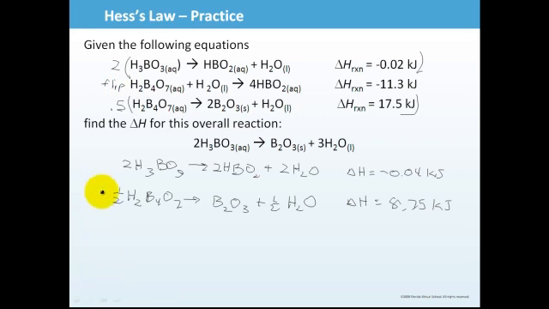Alright, so down here, our flipped second one, we're going to have 4 HBO2, and that's going to yield H2B4O7 plus H2O. And since we flipped the reaction, we need to flip the sign of the delta H. So now it's going to be a positive 11.3 kilojoules.